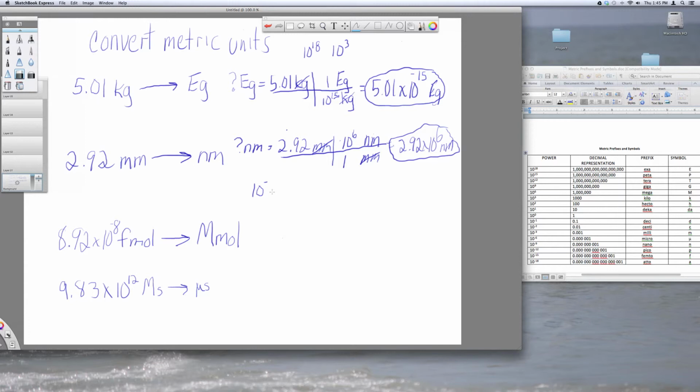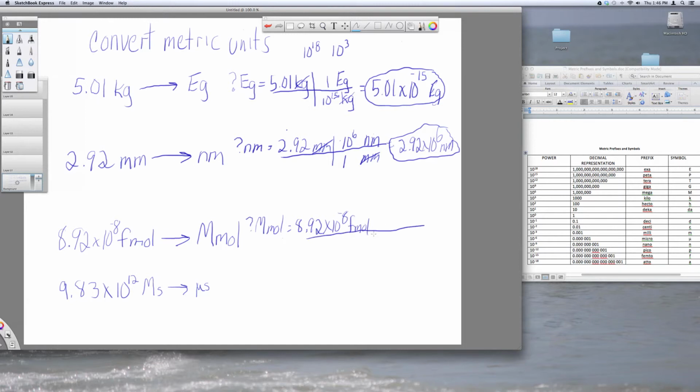Now, how about the third one? Well, we have a little bit different type of number here. This is a number that is a scientific notation number, but the method is still the same. How many, capital M is mega, and then MOL stands for moles, megamoles equals 8.92 times 10 to the negative 8th femtomoles.